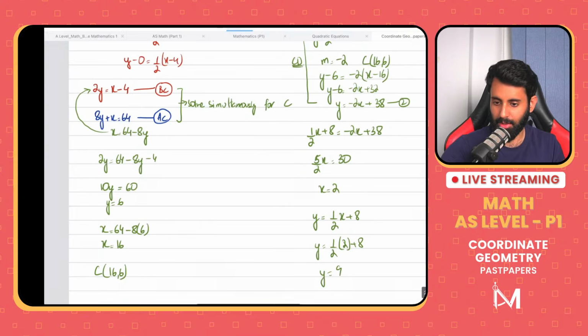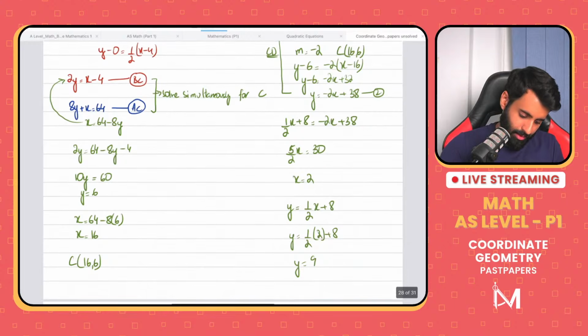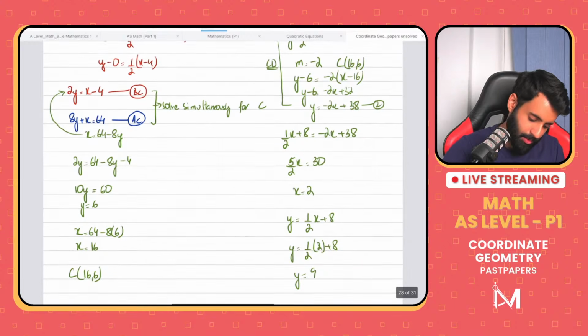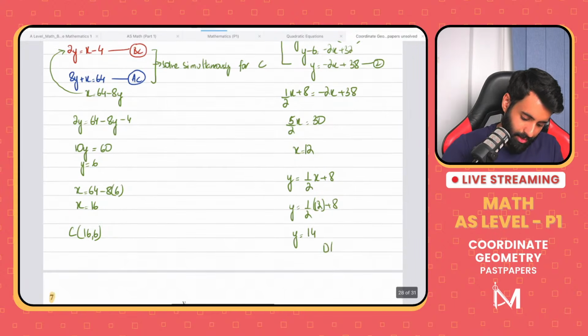And now we have the coordinates and they are, wait a minute, I've done something wrong. Oh, this was 12, sorry, not 2, this was 12. Okay. So 12 divided by 2 is 6, 6 plus 8 is 14. Yeah, that makes more sense. So y is equal to 14. And now you can write your final answer nicely, which is 12 comma 14.